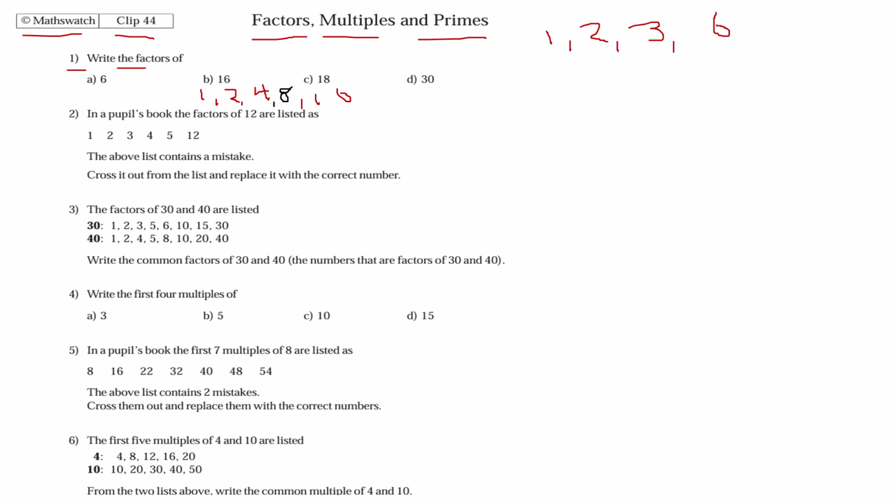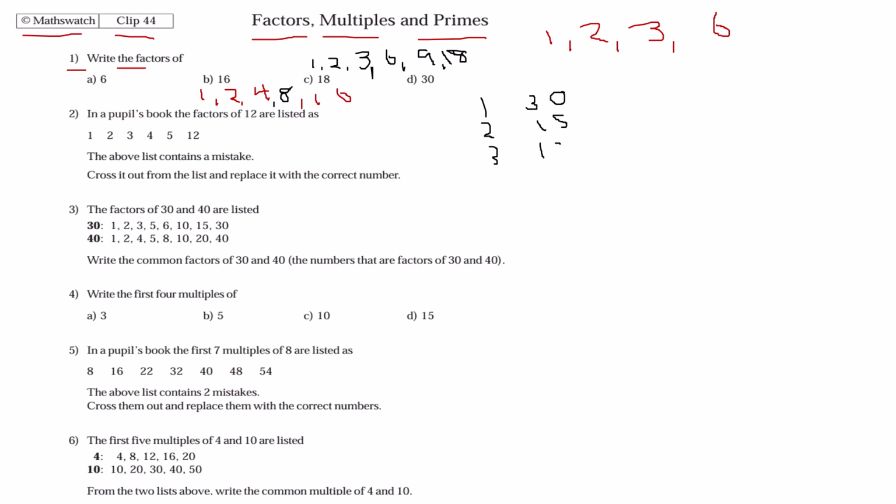Let's see, factors of 18, that's going to be 1, 2, 3, 6, 9, and 18. I don't think I've missed any out. Sorry, guys. Part D, 30: you're going to have 1 and 30, 2 and 15, 3 and 10, 5 and 6.